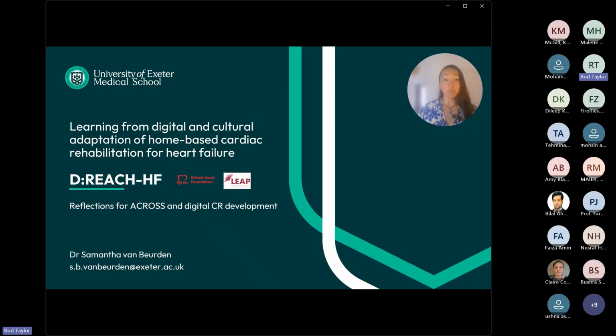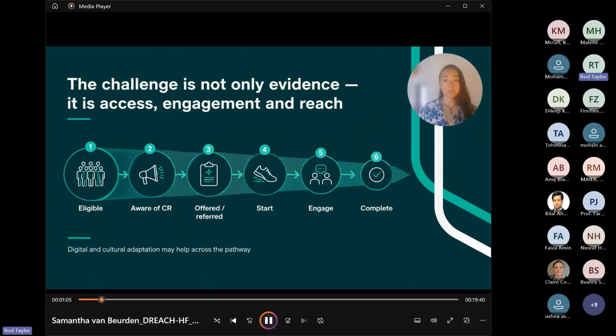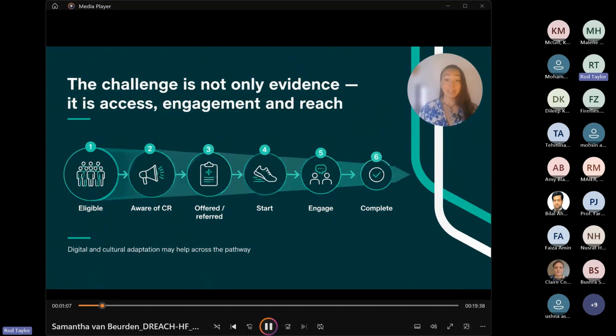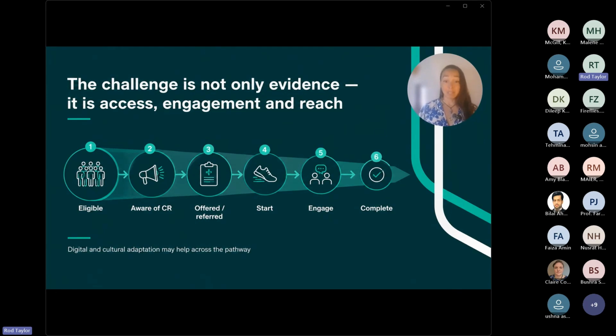I'll start with the wider challenge that DVHF was trying to respond to. The starting point is that cardiac rehab is evidence-based, but access and engagement remain major challenges. For people living with heart failure, participation in cardiac rehab remains low. The challenge is therefore not simply whether rehab works, but whether people know about it, are offered it, are supported to start, engage with it, and complete it.